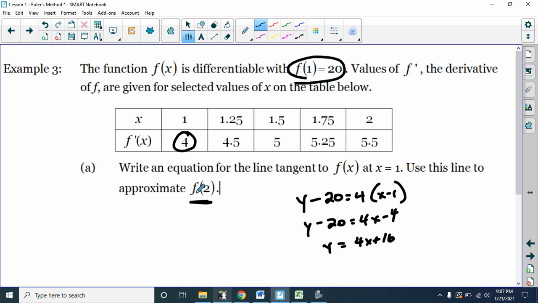And we are trying to evaluate the y value when x is 2. So our approximation is 24 using the tangent line. The problem with using a tangent line is it only takes into account what's happening at x equals 1 to approximate what happens at 2. Euler's method uses not only what's happening at 1, but what's happening at some values in between 1 and 2.